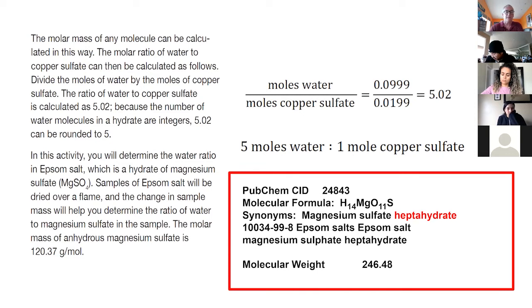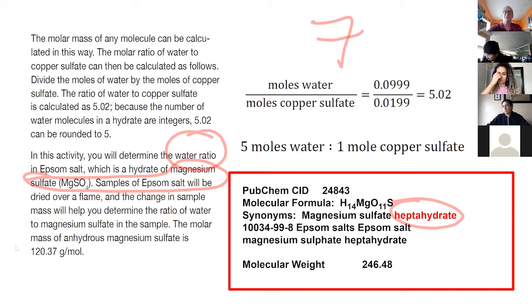So we're just looking at the ratio again of the water that's lost to the, in this instance, magnesium sulfate left over. And you can see that magnesium sulfate is a heptahydrate. What does that mean? How many waters is that for magnesium sulfate? 7. 7, right. So what we're looking for is a ratio of 7 to 1. Moles of water divided by moles of magnesium sulfate.